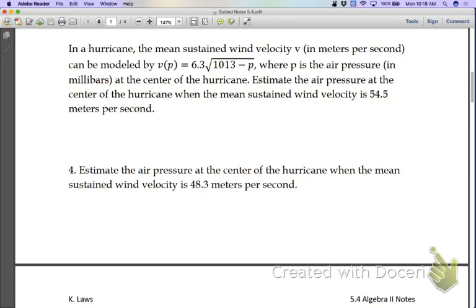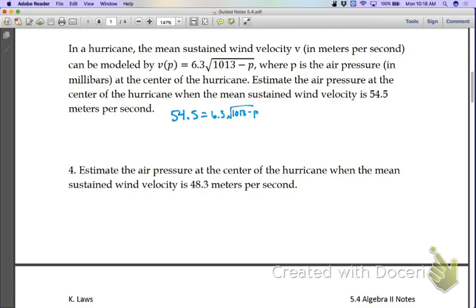Okay. So if we go with the wind velocity being 54.5 equal to 6.3 times the square root of 1013 minus P. So what's the first thing that I have to do? How am I going to get the square root by itself? Divide by the 6.3, right? So I'm going to have 54.5 divided by 6.3.